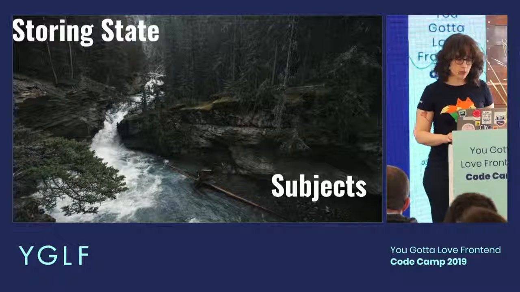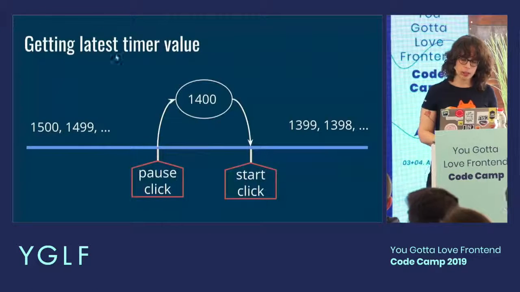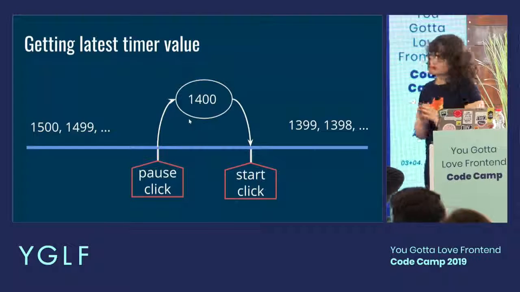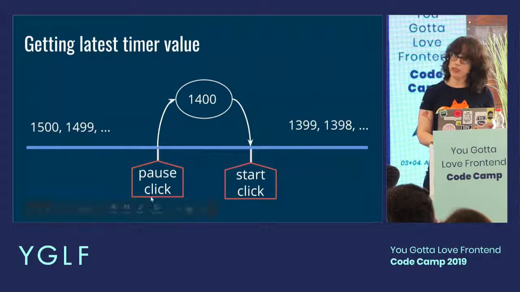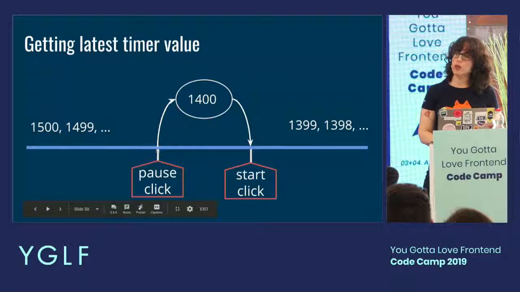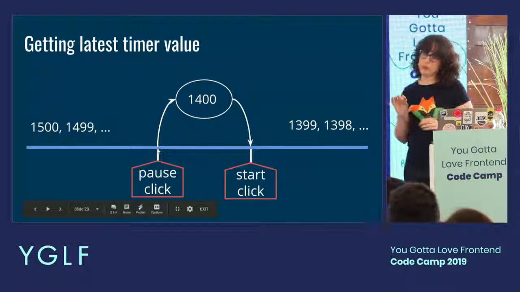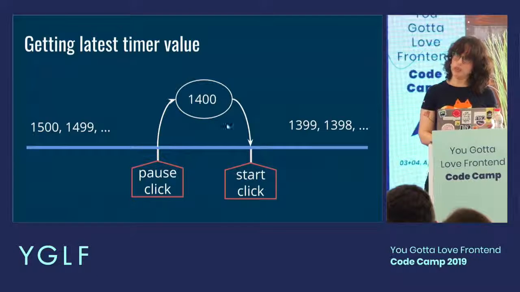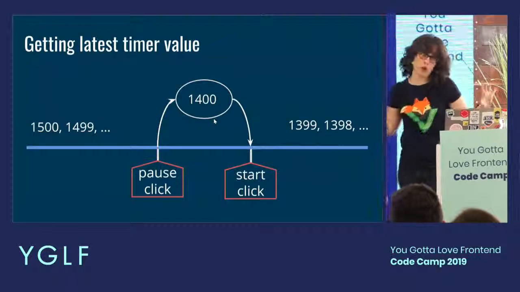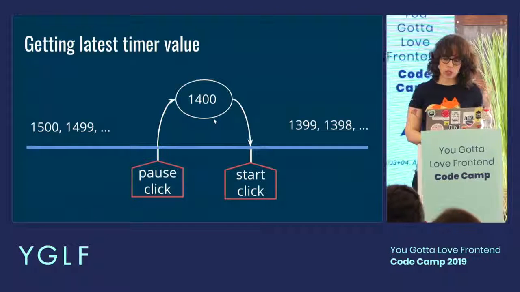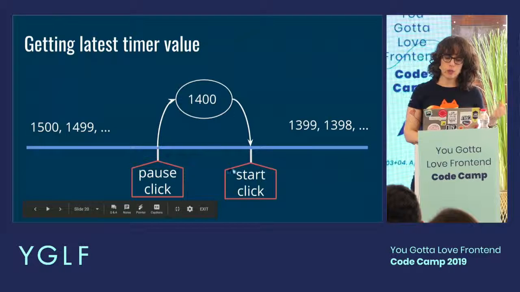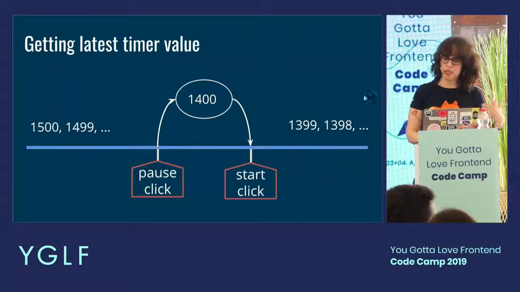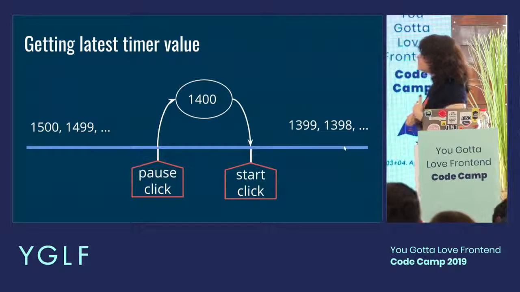Now here is what I'm trying to achieve. This is my subject right here. And I want to create something like this. Whenever pause is clicked, I want to sample a value from the countdown stream, and then I want to sample it by my subject and leave it alone. Then when start is clicked again, I want to be able to get that value and use it in order to keep calculating my timer.